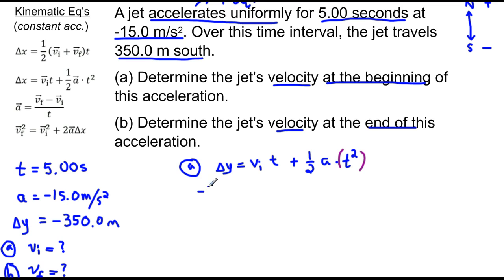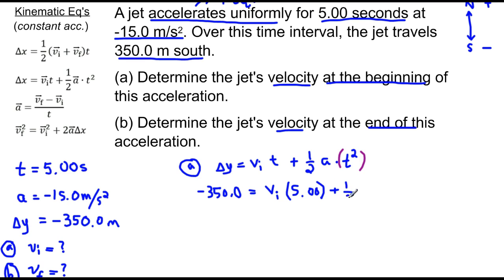Delta y, I'm going to substitute in my value of -350. I'll keep the sig figs. I'm not going to write the unit, I don't need to worry about it. Vi is my unknown, so I'm not going to plug in anything there. I'm multiplying Vi by the time, which is 5 seconds. That's what my chart says. Oops, I should keep sig figs.